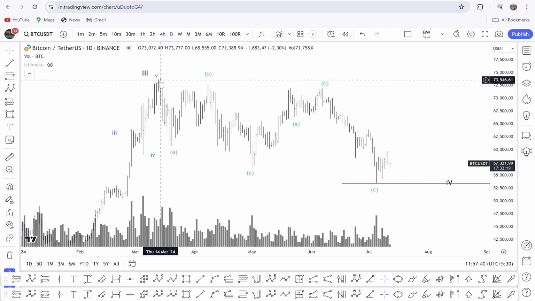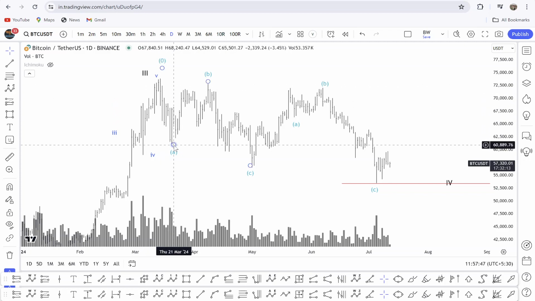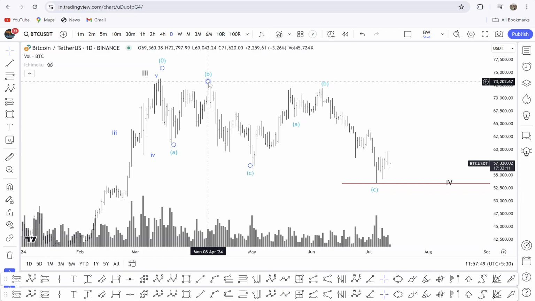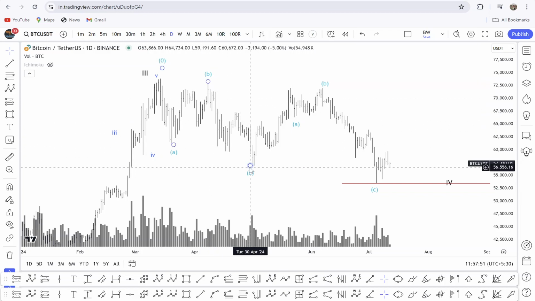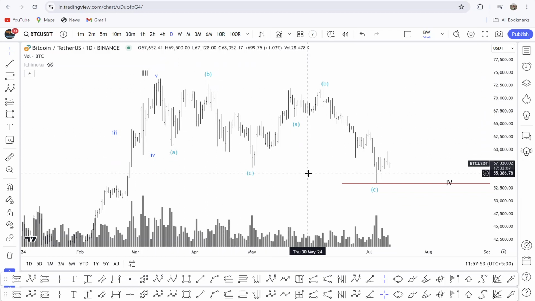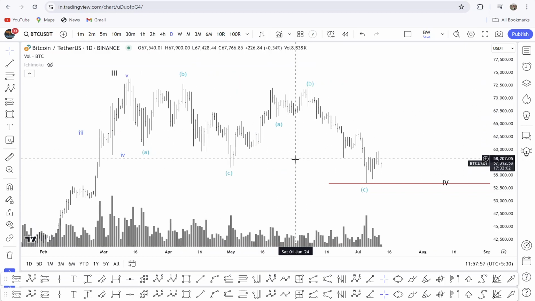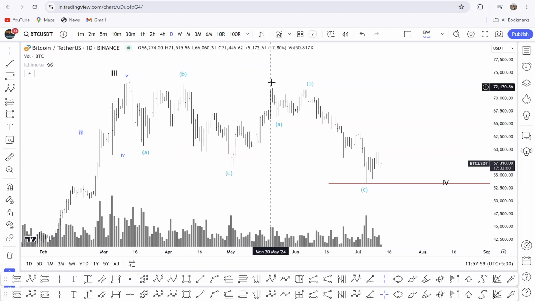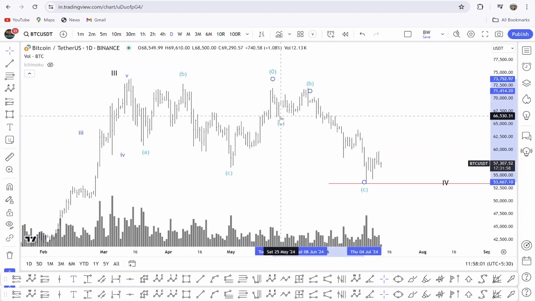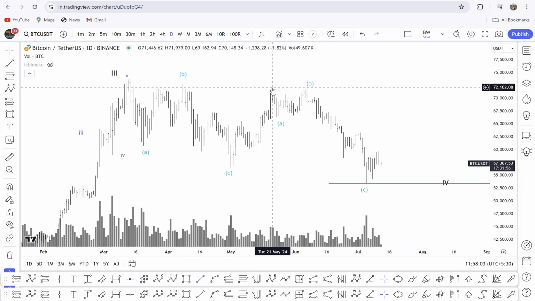And this one is a flat correction. You can see here 3, 3, 5: 1, 2, 3, 1, 2, 3, 1, 2, 3, 4, 5. One flat correction is completed here. Then this one is the X wave. X might be a 5 wave, 3 wave, ABC pattern, any kind of pattern unfolding in X. So this is the X wave.